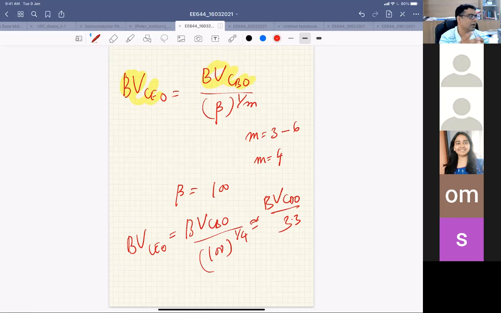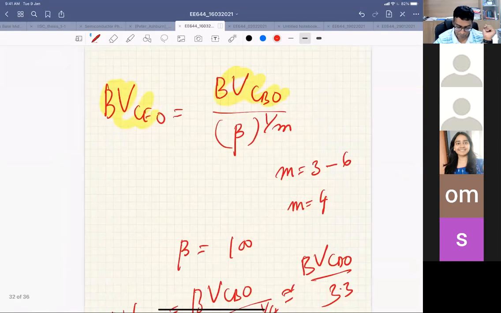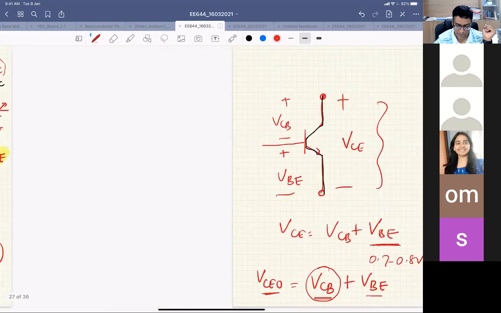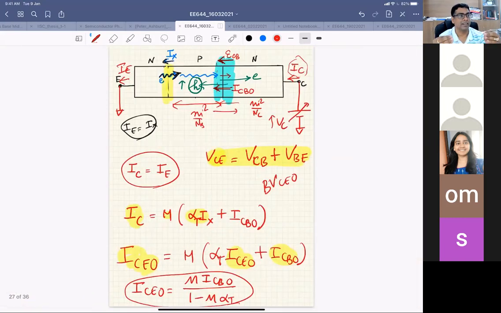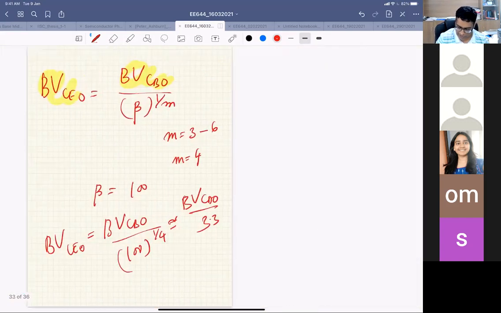Sir, I was asking that in this case we are not applying any bias at the base. Still, in this case the base is open. So what is happening, I started with that. Let's say there are some electrons flowing, maybe one or two electrons, a very few number of electrons. I have to start this process somehow. So let's say there are some electrons. I'll do it again here.